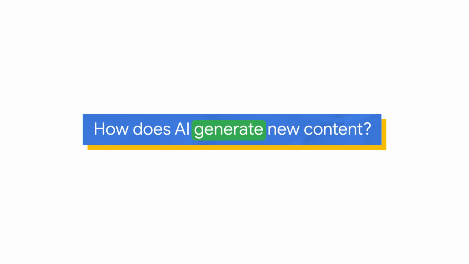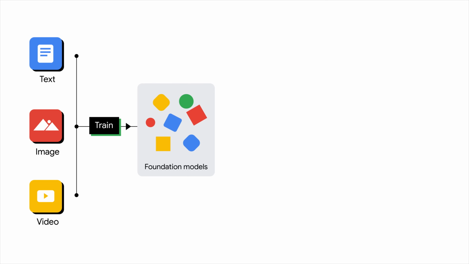How does AI generate new content? It learns from a massive amount of existing content. This includes text, image, and video. The process of learning from existing content is called training, which results in the creation of foundation models. A foundation model is usually a large model in terms of the significant number of parameters, massive size of training data, and high requirements of computational power.